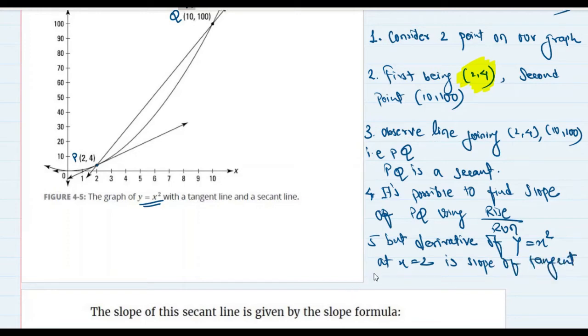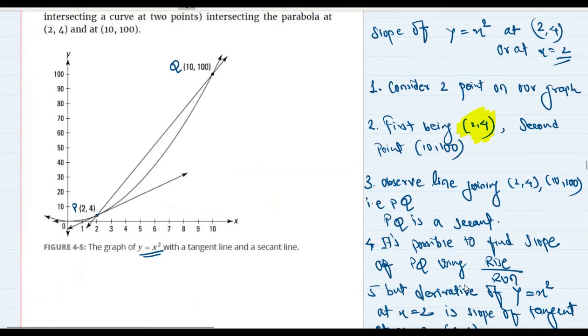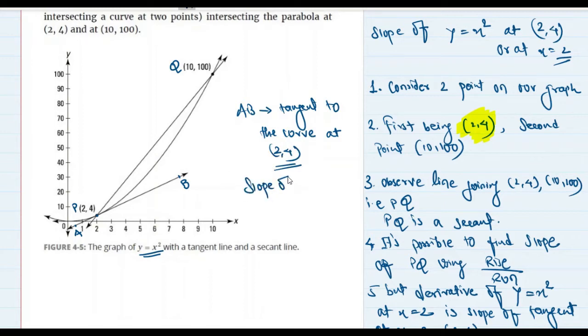Very important thing I'm trying to tell you: the slope of the tangent at x equal to 2, or you can say at (2, 4). We are not interested in finding the slope of PQ. We are interested in finding the slope of this line. This is the tangent. Let me name this tangent AB. Do you see AB? What is AB? AB is the tangent to the curve at (2, 4).